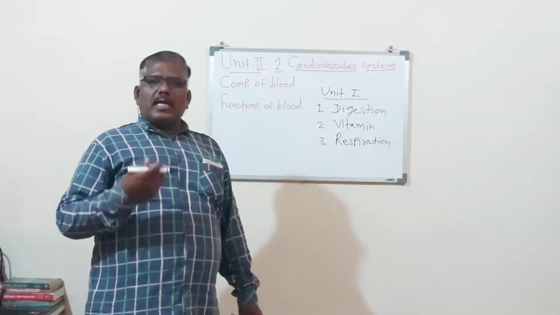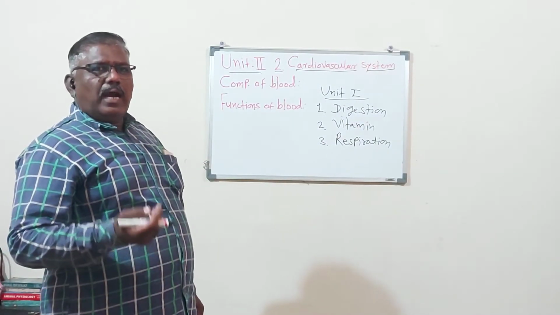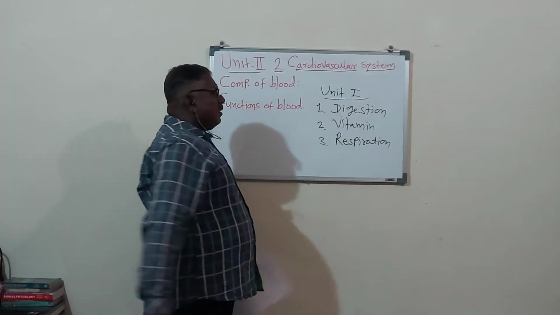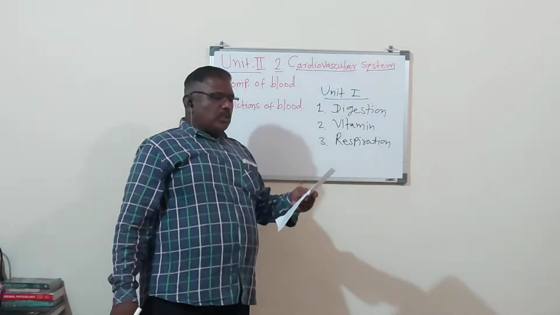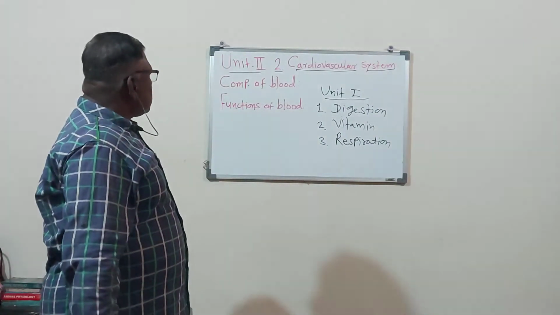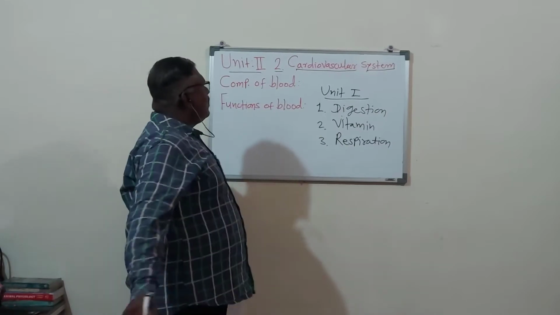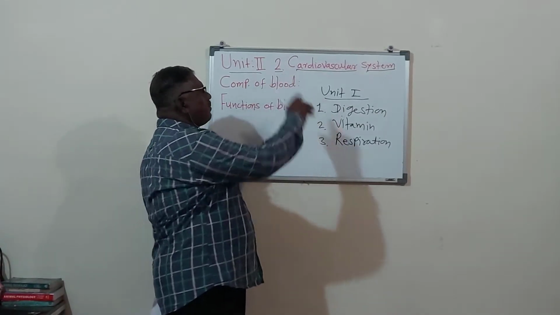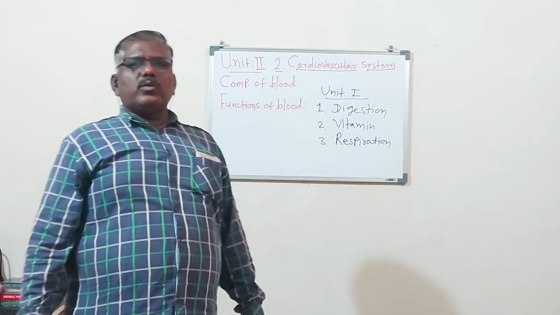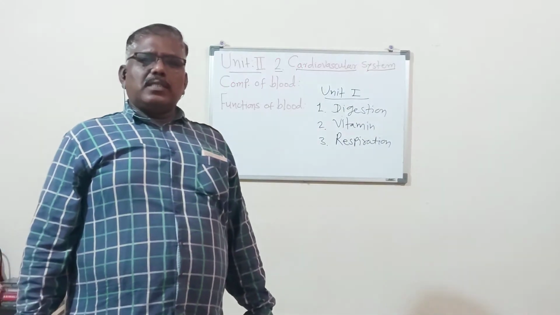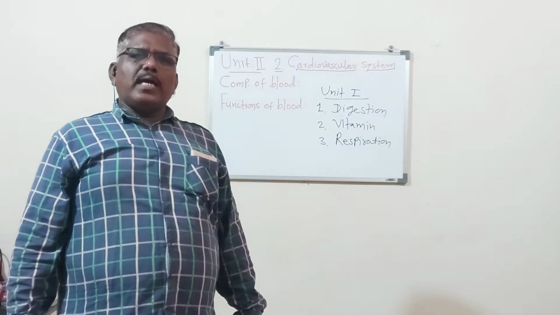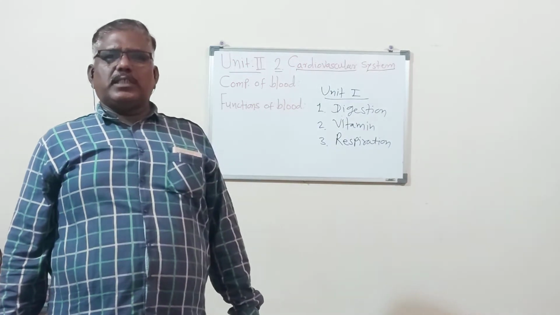Then we have started the unit second, and in unit second, cardiovascular system, second chapter. Before this chapter we have studied the excretion. So excretion is studied, and today we will start the second chapter, that is the cardiovascular system. This cardiovascular system is nothing but the blood vascular system, or we can again say the circulatory system.